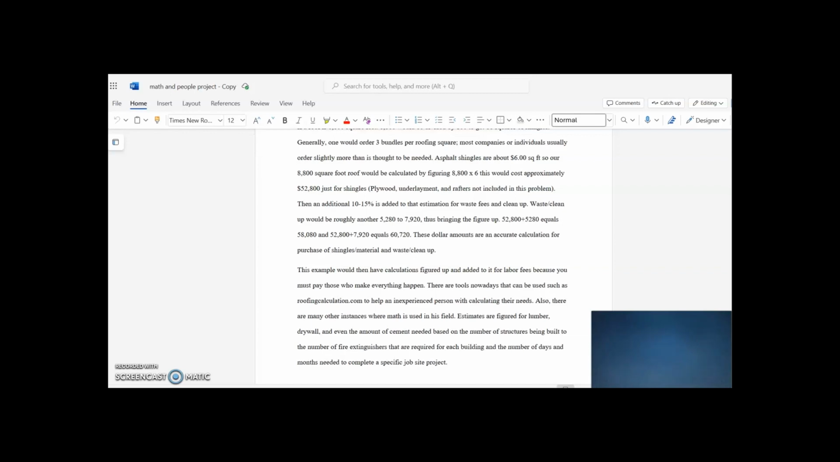$52,800 plus $5,280 equals $58,080, and $52,800 plus $7,920 equals $60,720. These dollar amounts are an accurate calculation for purchase of shingles, material, and waste cleanup.